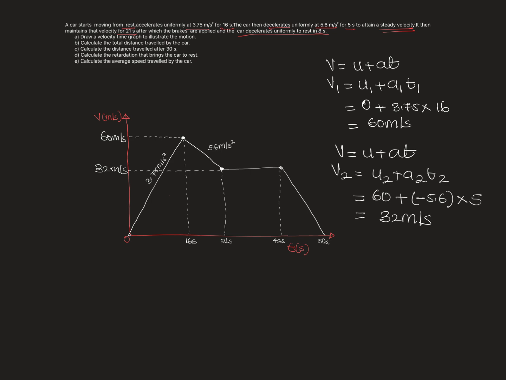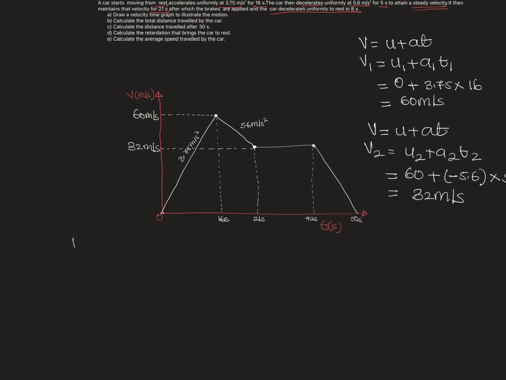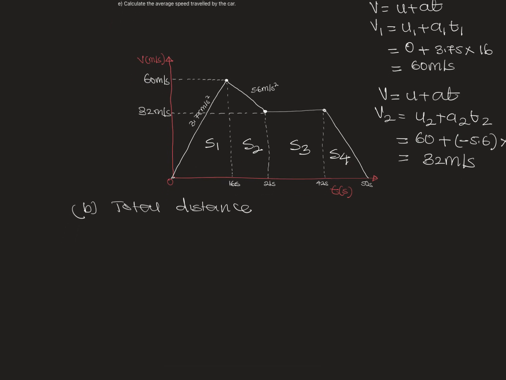So we move to question B, which says the total distance. Question B, the total distance. So to calculate the total distance traveled, we have to analyze the velocity time graph. We can realize that there were 4 events here, and the distances for them will be S1, S2, S3, and S4. The sum total of the individual events will give you the total distance.